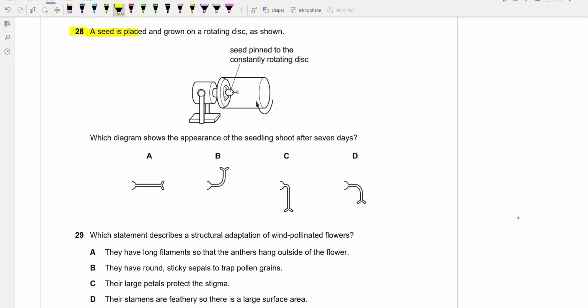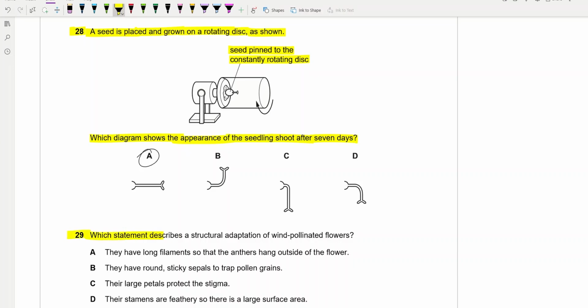Question number 28. A seed is placed and grown on a rotating disc as shown. Seed pinned to the constantly rotating disc. Which diagram shows the appearance of the seedling shoot after 7 days? The seed would grow straight as the disc is constantly rotating. So the correct option would be option A.